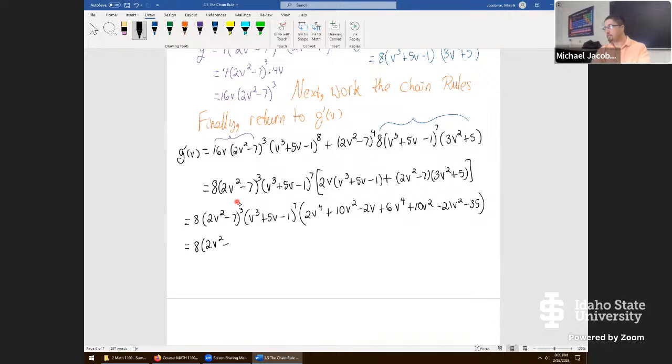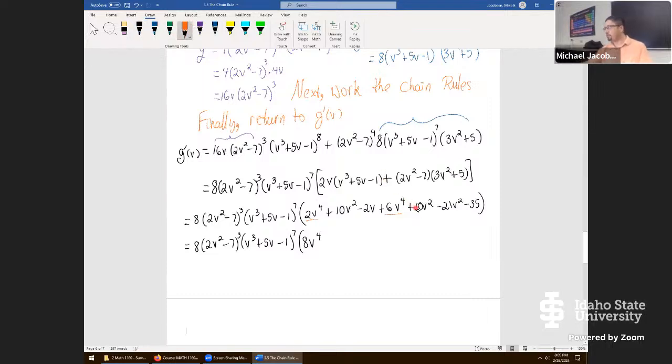8, 2v squared minus 7, power 3. v cubed plus 5v minus 1 to power 7. But at this stage, we should be able to finish the problem. We have v power 4 to start. Let me use some kind of coding symbols here just to help my eyes alone. It's easy to drop a term here. Looks like 8v power 4 altogether.